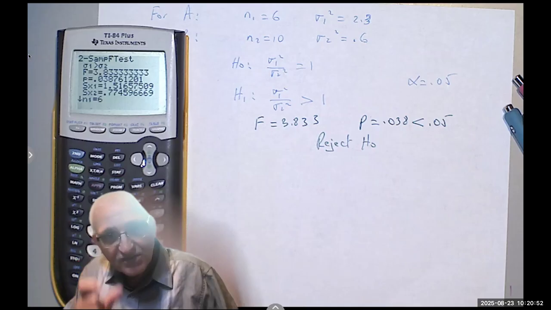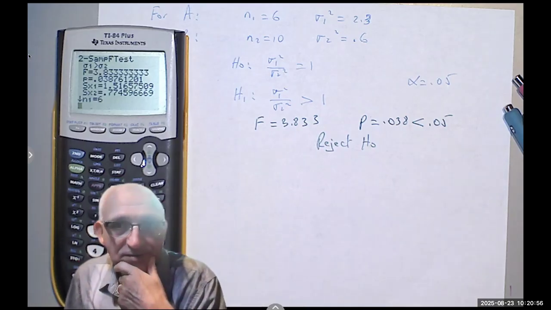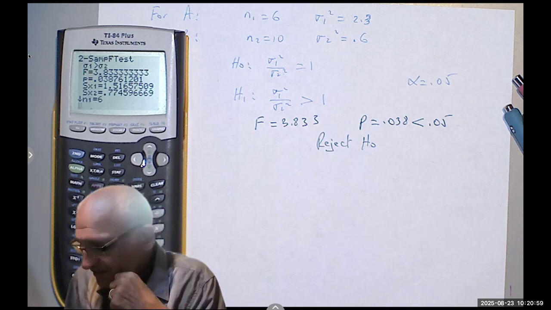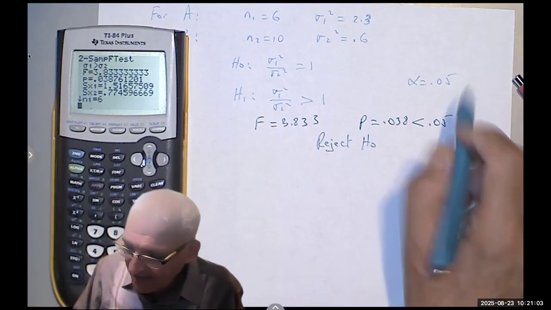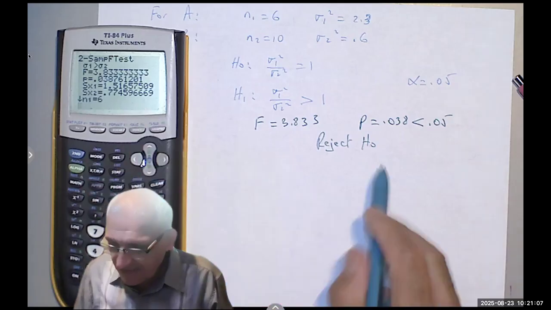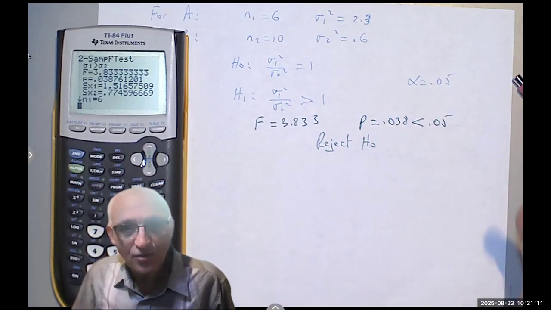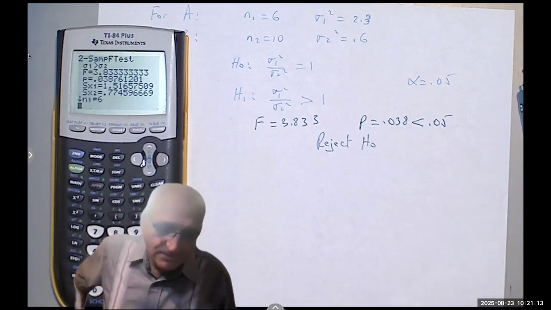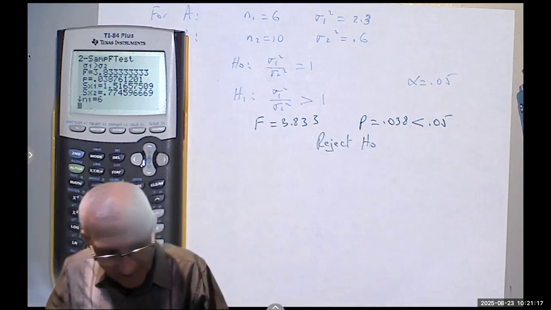Okay, you always have to say at what level you are basing your conclusion, because if you tell me I want 0.01, I want to be really confident, then I wouldn't reject because 0.038 is greater than 0.01. So you have to always tell me what level of significance you are running the experiment at.